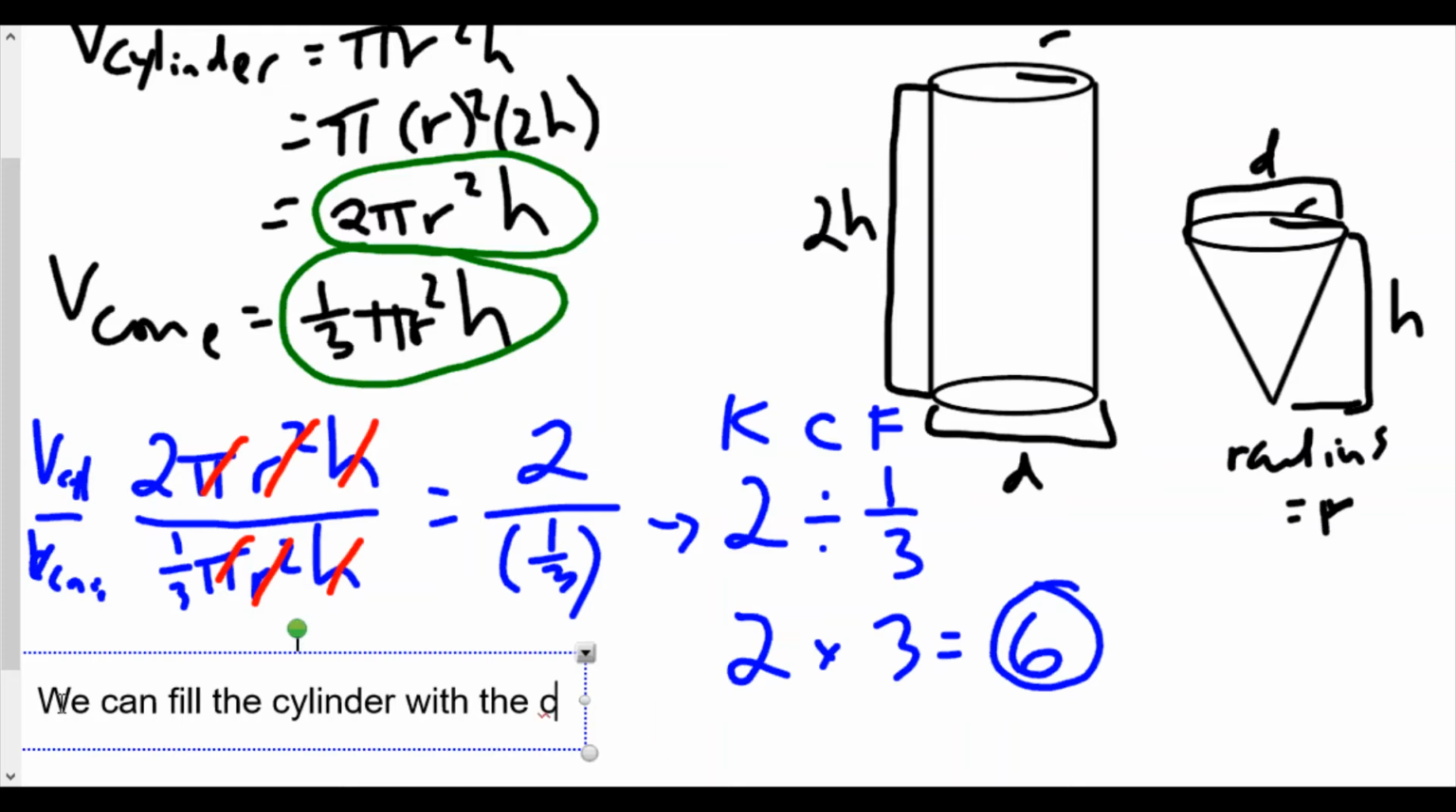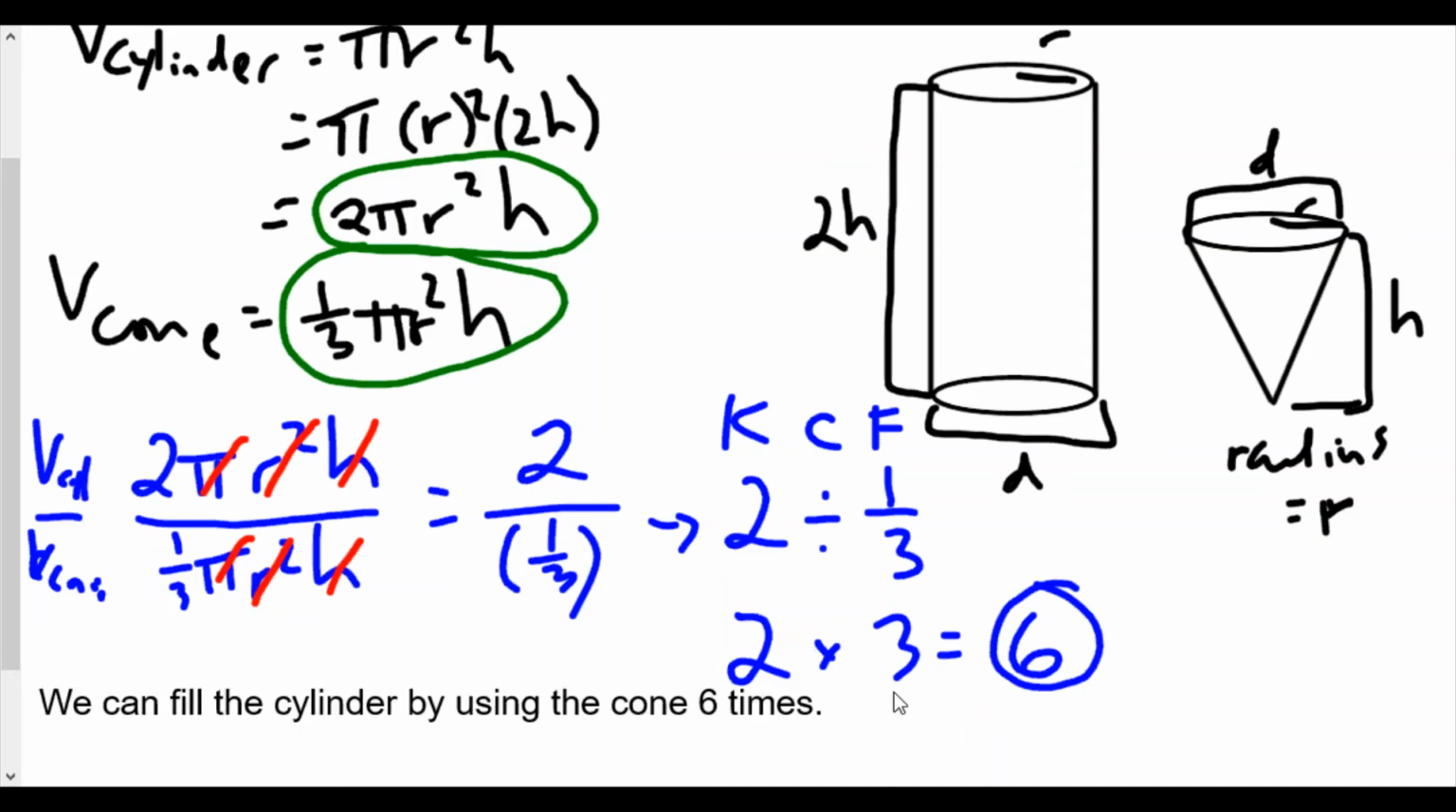Well, let's see, we fill the cylinder by using the cone 6 times. Really meaning, in this case, you're going to need to fill the cone 6 times to pour into the cylinder. I should write it down. That's okay, right? So we can fill the cylinder by using the cone 6 times.